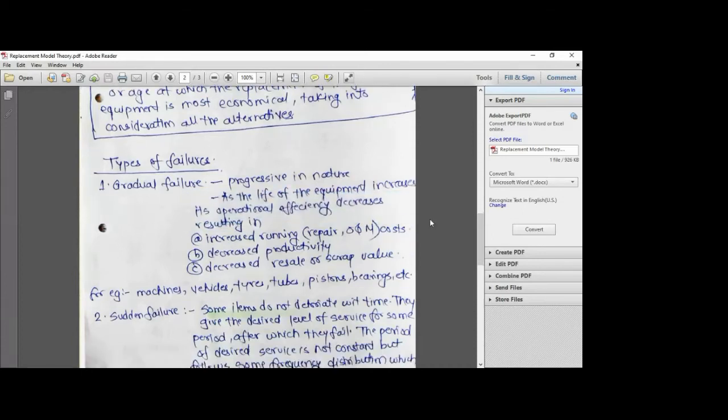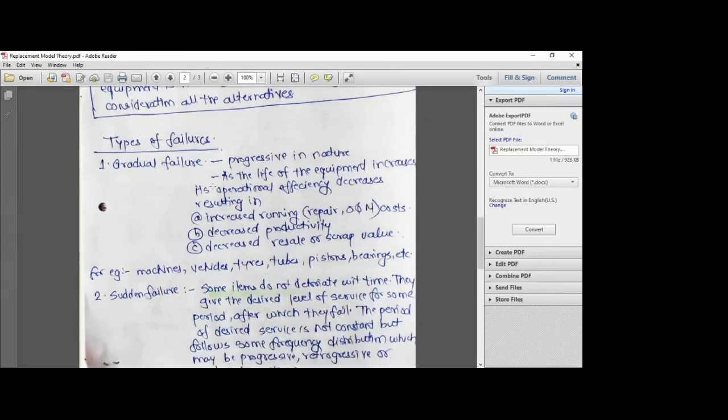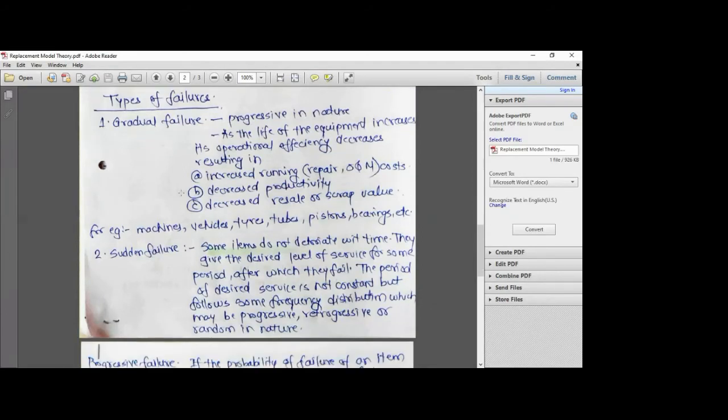If the operational efficiency decreases, what will happen? Because of the lower operational efficiency, we will have a higher running cost, right? Running cost means you will have to repair the machine again and again, or do its maintenance again and again, right? There will be a decrease in productivity, right? So the targeted productivity and the designed productivity won't be achieved. And again, what is going to happen?